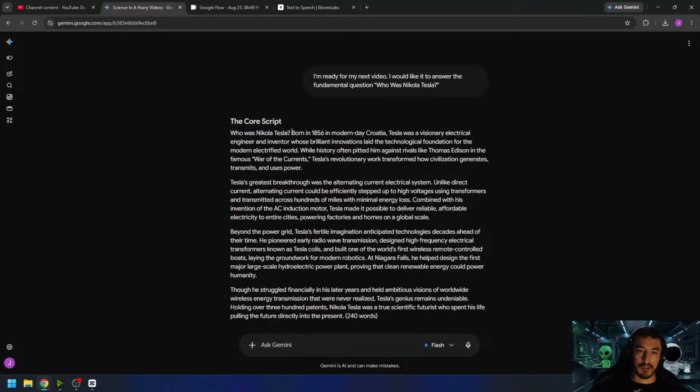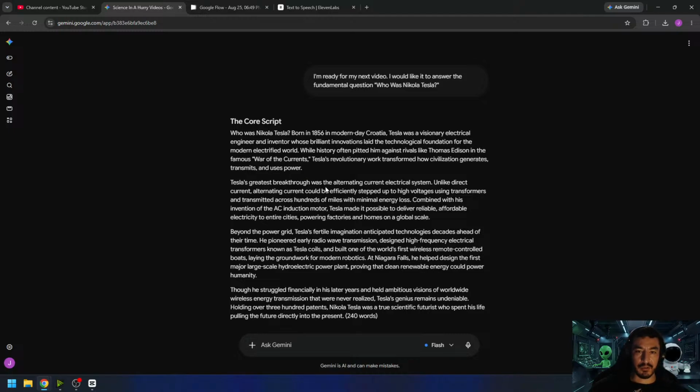So if we look at the rest of the script, born in 1856 in modern day Croatia, Tesla was a visionary electrical engineer and inventor whose brilliant innovations laid the technological foundation for the modern electrified world. While history often pitted him against rivals like Thomas Edison in the famous War of the Currents, which is a very good movie, by the way, if you've never seen it, Tesla's revolutionary work transformed how civilization generates, transmits, and uses power.